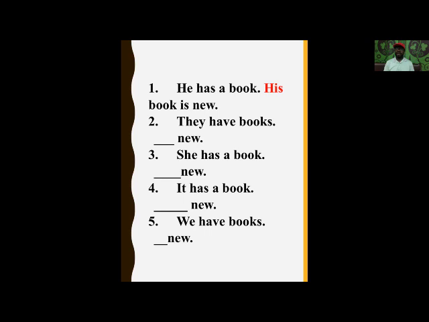He has a book. He is a subject pronoun. His is a possessive adjective. It describes the book. Book is a noun. His book is new. They have books. They. What is the possessive adjective of they? Put it here and you write the complete sentence following the example. Pause the video and start writing.